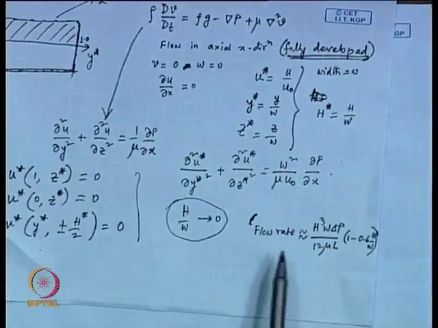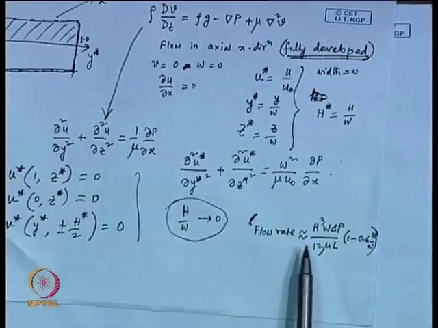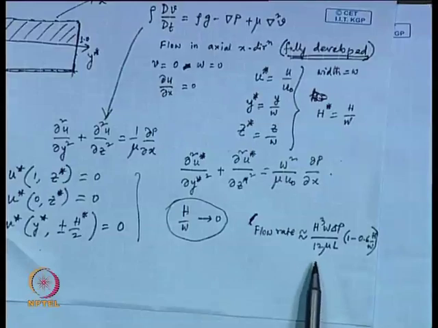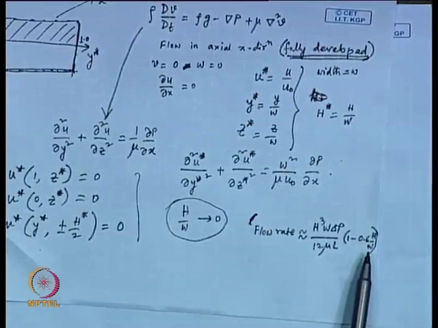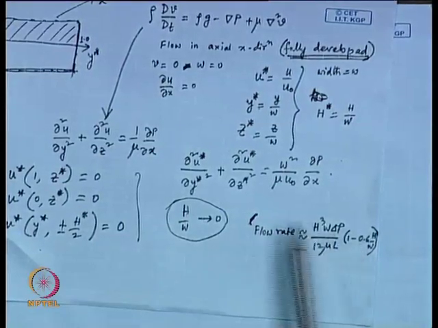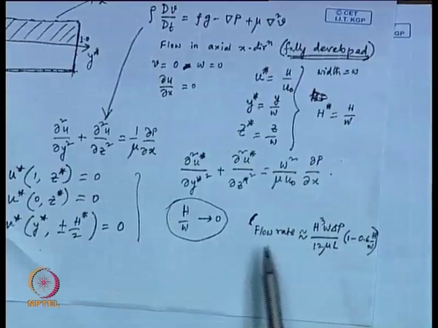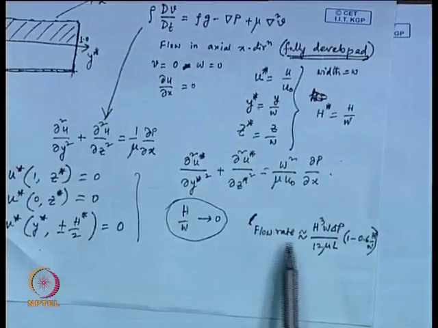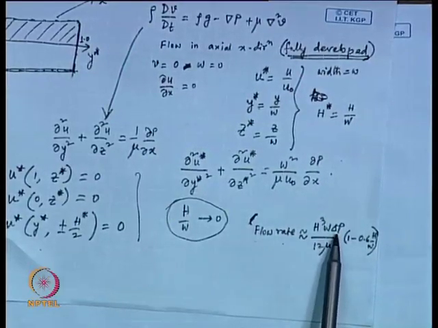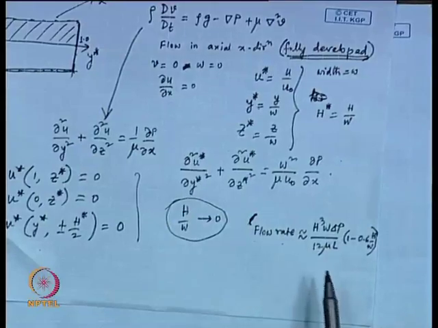What we are talking about is that the flow rate is approximated as H cube W delta P by 12 mu L times (1 minus 0.6 H by W). So, this is an approximate treatment you can do. If the flow rate is known, you can find out what is the pressure drop for a non-circular channel.